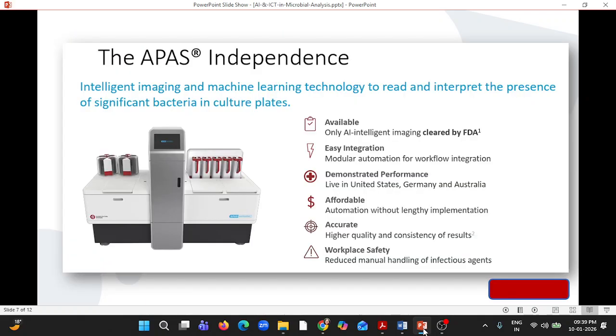This is one of the AI-based instruments available in the market nowadays. It uses intelligent imaging and machine learning technology to read and interpret the presence of significant bacteria in culture plates. When the culture plates are put into the specific area of the machine, it analyzes the colony characters and morphology, and also performs biochemical testing for identification of the microorganism in very little time.